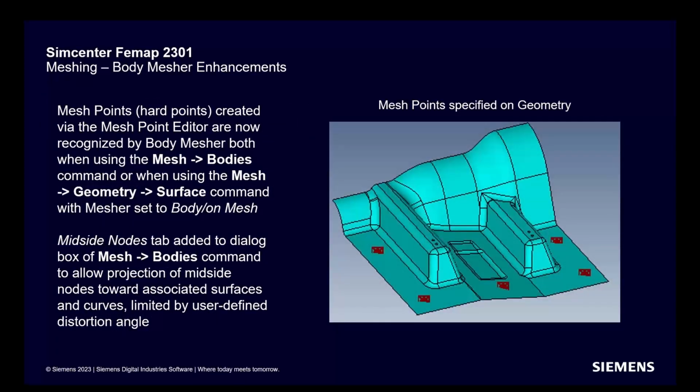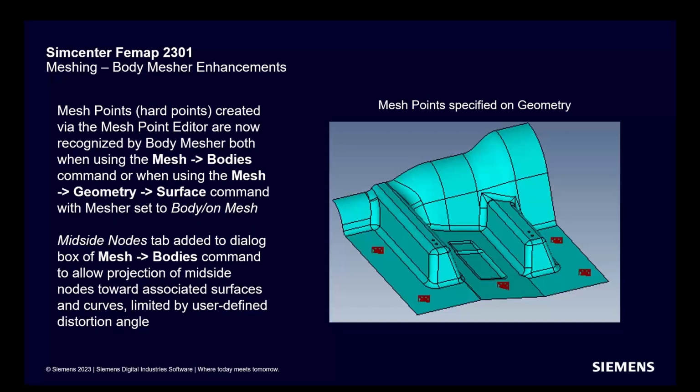Okay, getting into the meshing enhancements. Femap now supports mesh points when you're using the body mesher. So this one's fairly self-explanatory, but I think previously it would just ignore mesh points, so you wouldn't have a node at those points on the surface. And now it can handle that.